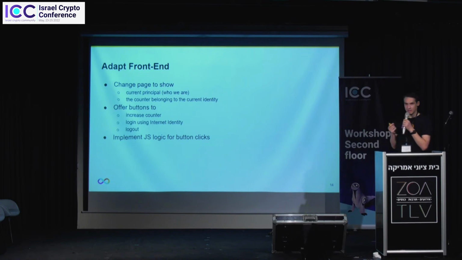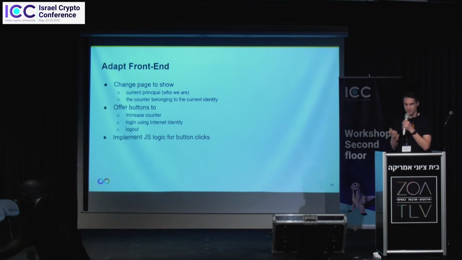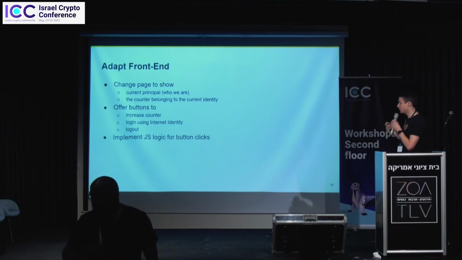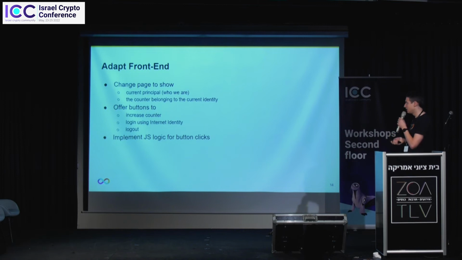So what we want in the end is a page that shows the principal, so our identifier, who we are, and of course the counter that belongs to that identifier. And we want to offer buttons to increase the counter for the currently used identity. Then we want to be able to log in using Internet Identity, which is our platform IDP, and to also log out again, get back to the anonymous state. To do that, we have to implement the JavaScript logic for all those buttons and for the updates of all the fields. And I'm going to walk you through this shortly.